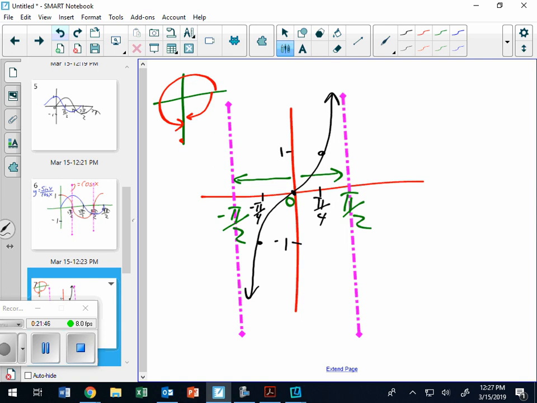The other one before hit 1 and negative 1. Remember, sine, highest it ever went was 1. Lowest it ever went was negative 1. It happens to work out that those are the significant spots here for tangent.